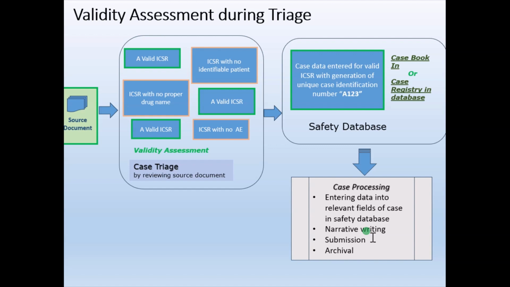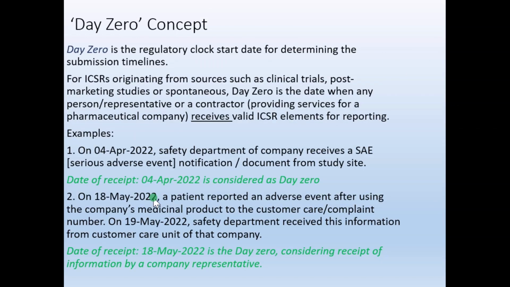Once the case processing is completed, that particular case will be submitted to the respective health authority as per requirements and specified timelines. After that, the case will be moved into an archived state for record and storage purposes. This is a high-level overview which we have seen in this slide for understanding where the case validity assessment step sits in the general workflow. Other steps involved in case triage and the detailed steps of case processing and submissions will be presented in other video lectures.